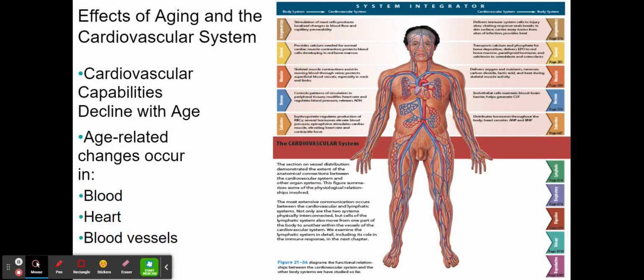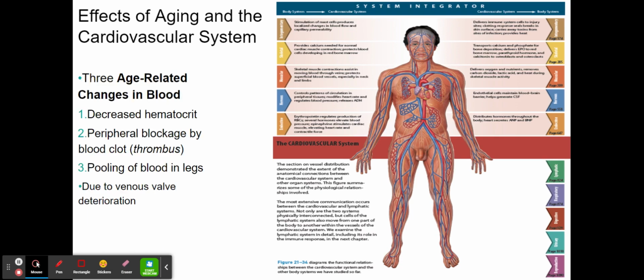Let's talk about some of the effects of aging. The capabilities of the cardiovascular system gradually decline. As you age, your cardiovascular system undergoes the following major changes. Age-related changes in blood may include 1. A decreased hematocrit, 2. Constriction or blockage of peripheral veins by a stationary blood clot called a thrombus, which can become detached, pass through the heart, and become wedged in a small artery, commonly in the lungs, causing a pulmonary embolism. And 3. Pooling of blood in the veins of the legs because valves are not working effectively.